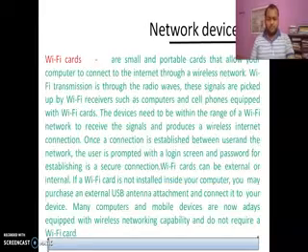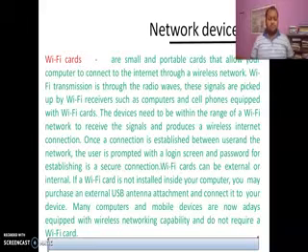Now moving forward with the Wi-Fi cards. Now friends, Wi-Fi is mostly used all over the world. First of all, what does Wi-Fi stand for? Wi-Fi stands for wireless fidelity. So in the PCs or in the machines where there is no Wi-Fi, we can install Wi-Fi cards and let our computer connect to the internet on a wireless network.